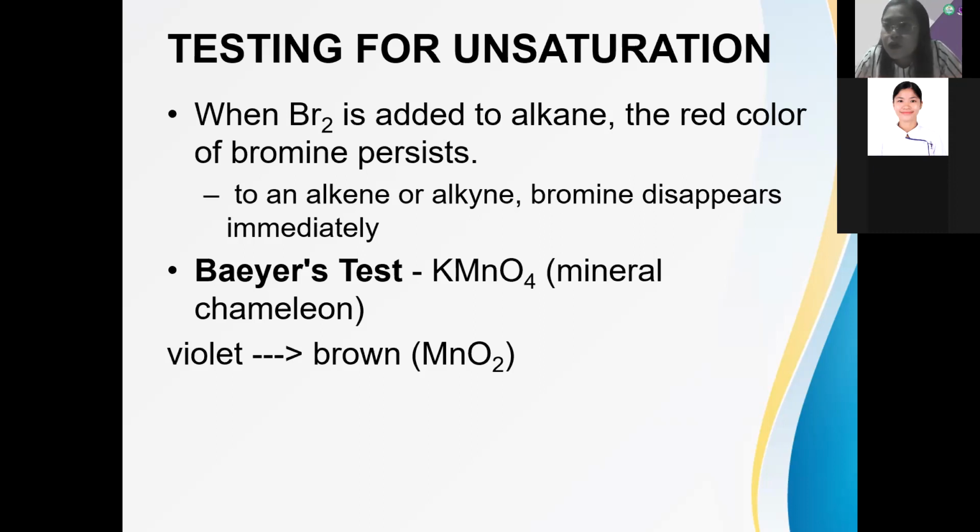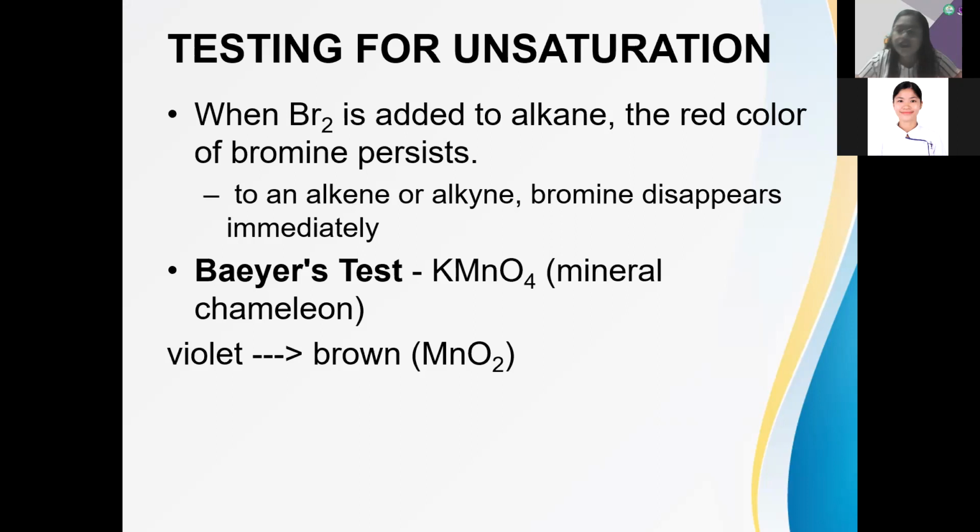And then another test, aside from the bromine test, we also have the Bayer's test. This Bayer's test naman uses potassium permanganate, or remember the common name for our potassium permanganate is mineral chameleon. Now, remember potassium permanganate is color violet. Pag meron kang presence of unsaturated organic hydrocarbons, or alkenes or alkynes, the violet colored solution will turn into brown. Because potassium permanganate, or the permanganate ion, will be reduced into manganese dioxide, which is color brown. So these are the two tests to differentiate saturated and unsaturated hydrocarbons.